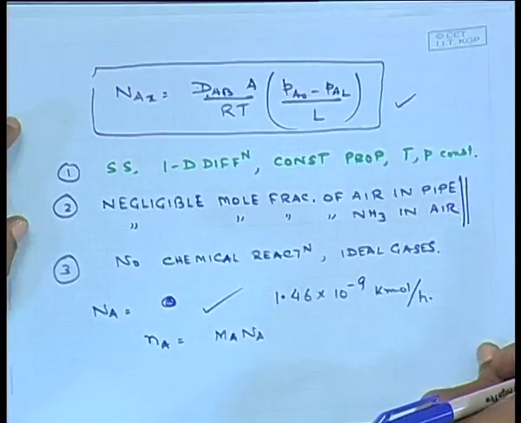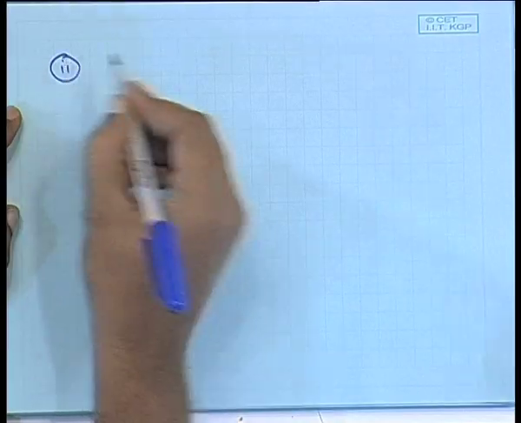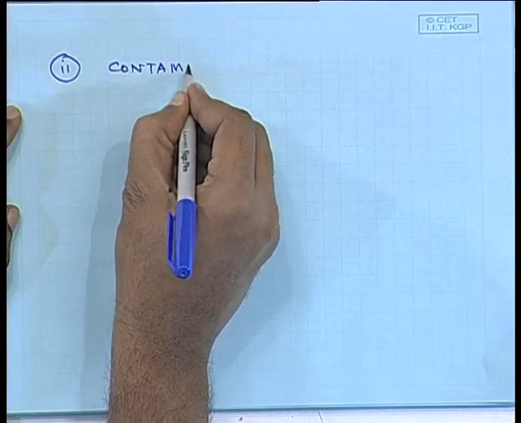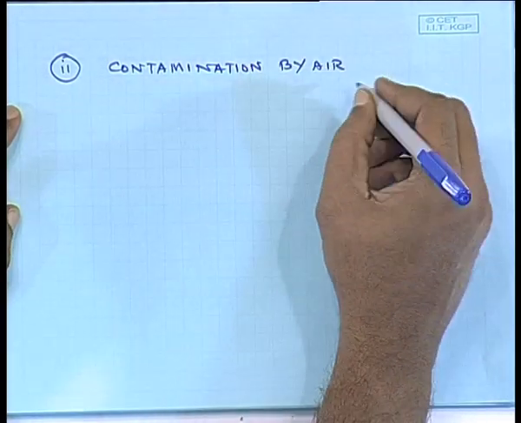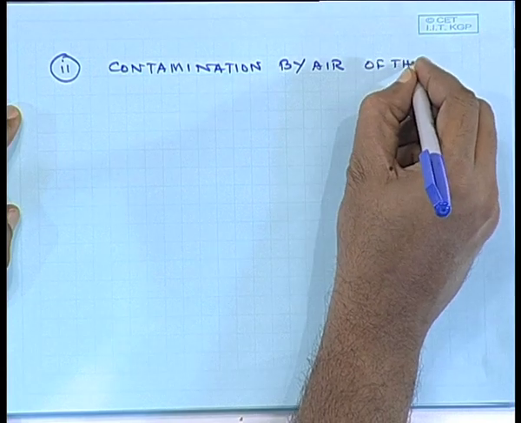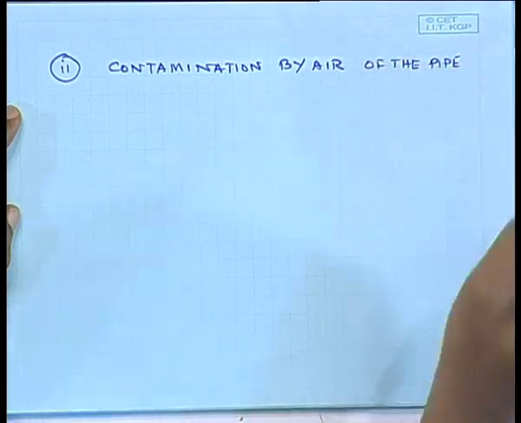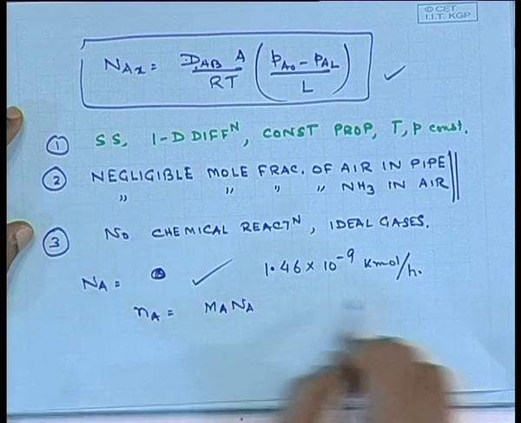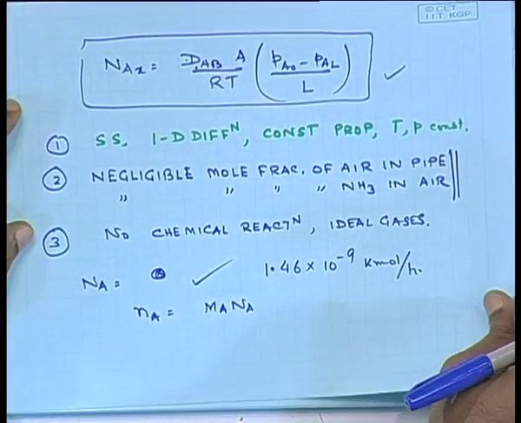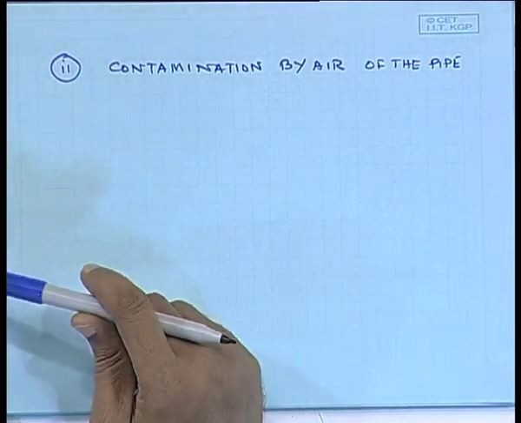The next part that we would like to find out is the contamination in the pipe by air. So, the second part that we would like to find out is contamination of the pipe by air, basically what is there inside the pipe. You have evaluated up to this point, this is simply putting the values. How do you proceed? How do you find out the amount of air which is going into the pipe?